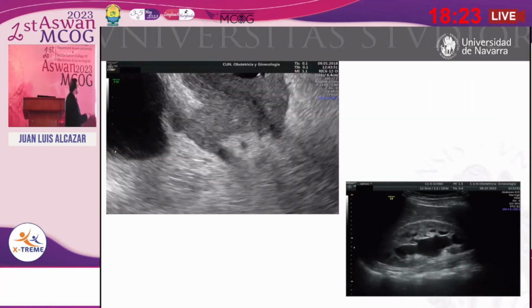And then you see, in some cases, how the tumor is invading the ureter. This is the bladder. This is the ureter. And you see how the tumor is infiltrating the ureter. And then you will find this, hydronephrosis. So, certainly, we can evaluate parametrial infiltration by ultrasound.